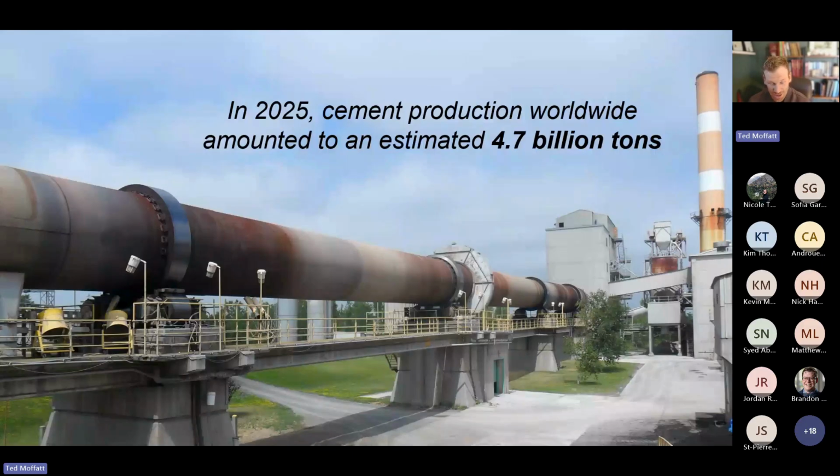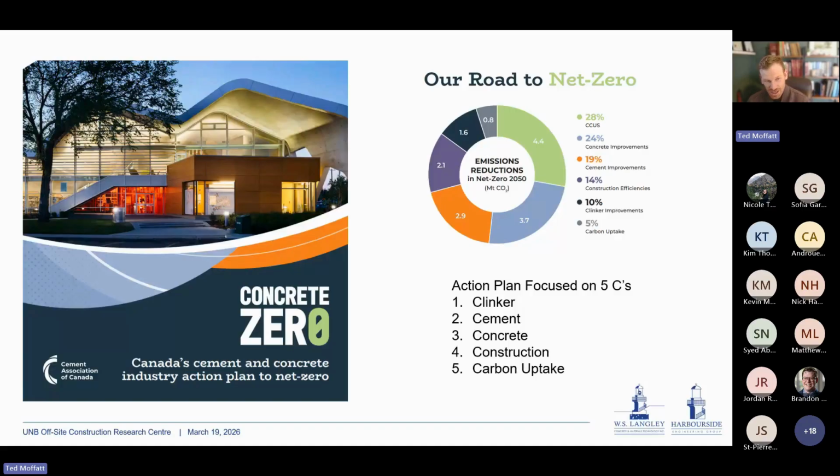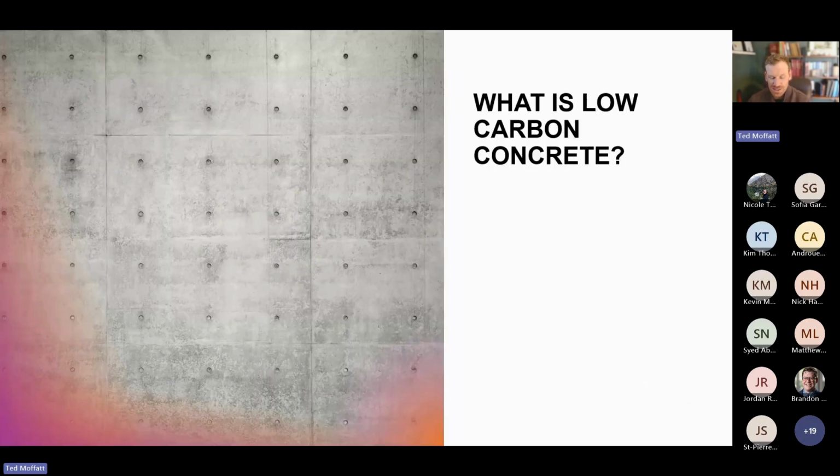So because of the large volume of concrete used on an annual basis, and the amount of cement produced, a lot of work around Canada, and worldwide, is looking at ways in which we can cut emissions. I recommend, if you're interested in learning more about what the Cement Association of Canada is doing, what other agencies are doing around the world, the Cement Association of Canada has a publication on their website that's available free to download. Essentially they look at the 5 C's: reducing clinker, cement, concrete, construction, and carbon uptake, many of which we'll touch upon in today's presentation.